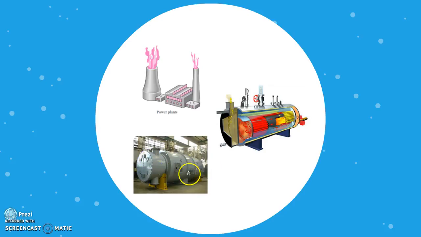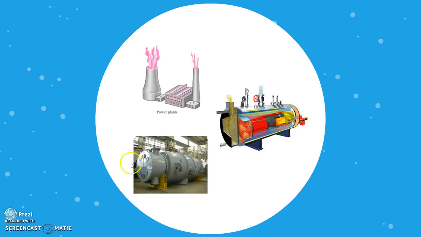The condenser is a system in which steam is converted into water. When the steam is given to the turbine, the turbine will do its work and the steam will come out. When it comes out, it will have very low pressure and some temperature. This steam has to be condensed again, converted into water, and that water will be fed back to the boiler.